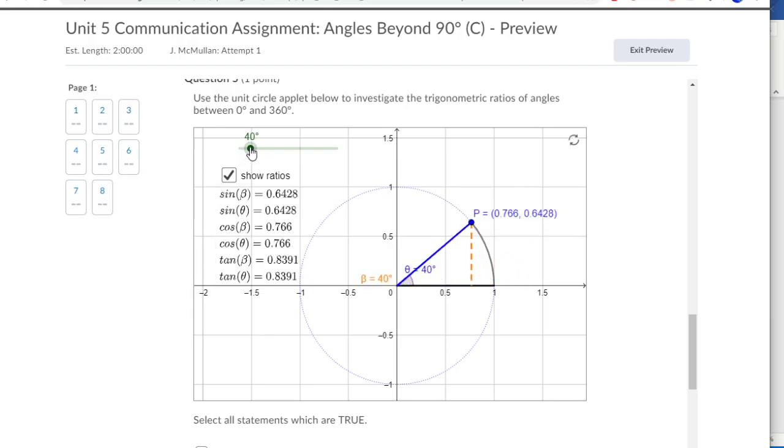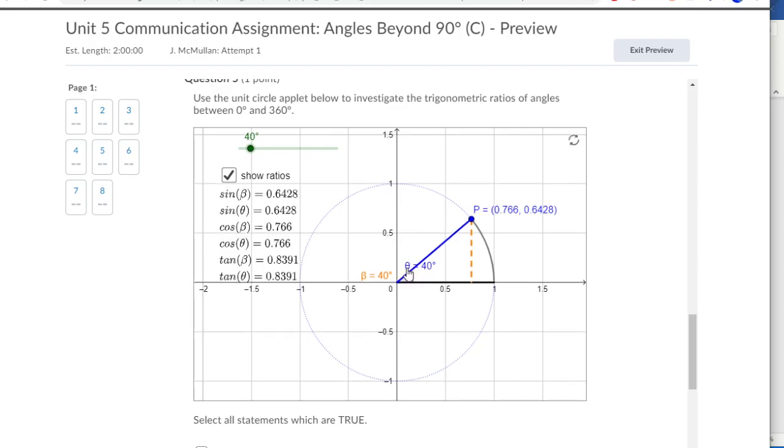If I make the angle 40, let's say. Notice theta is the principal angle. It is the angle that is made between the initial arm in black and the terminal arm in blue. Beta is the angle that your line makes with the x-axis. Of course, in quadrant 1, they're the same, so it's hard to demonstrate them in quadrant 1. But if you look here, you'll see that sine beta is 0.6428 and sine theta is also 0.6428. They're the same in quadrant 1.